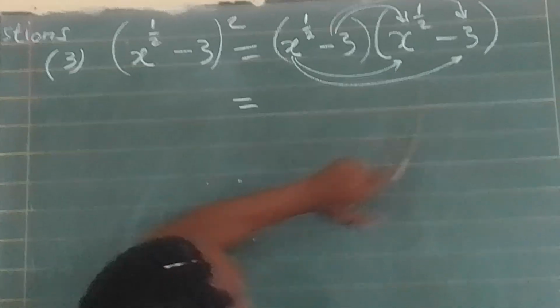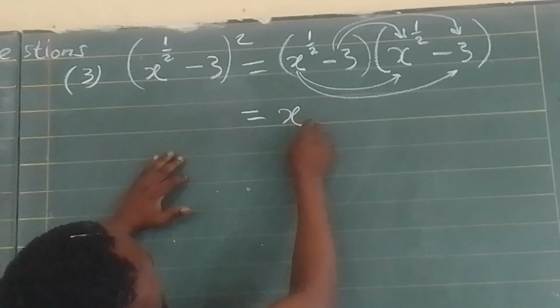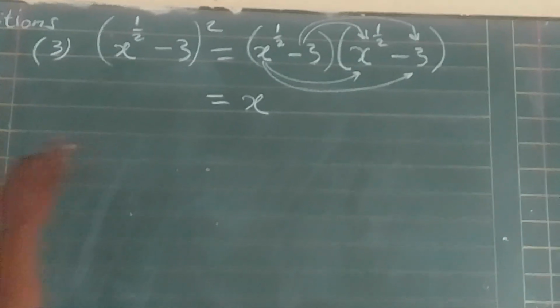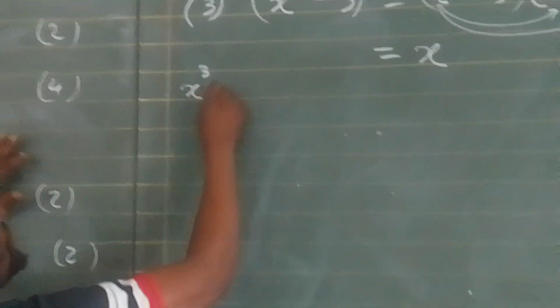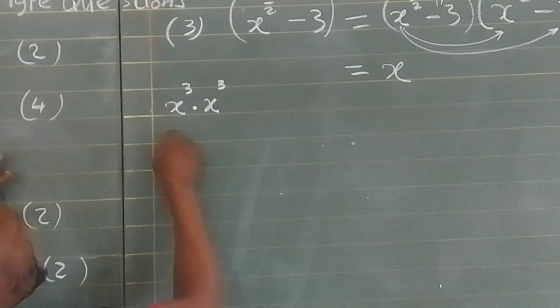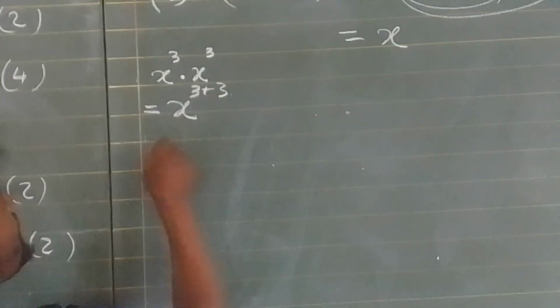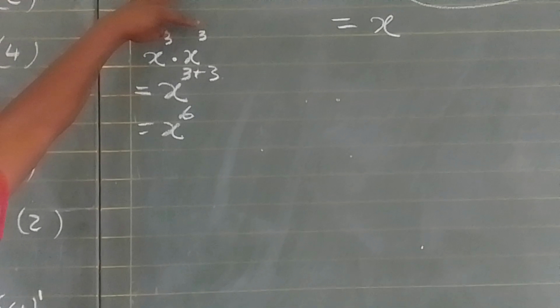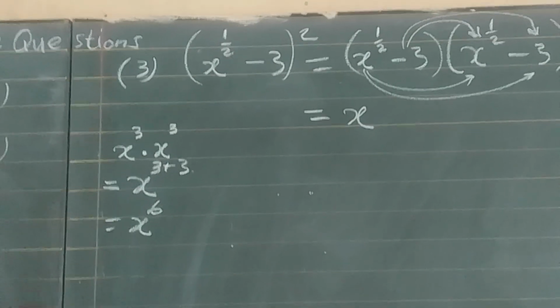You start here: x to the power half times x to the power half is the same as x to the power 1. How does it come? Let me give you something to think about. You have x to the power 3 times x to the power 3. This is the same as x to the power 3 plus 3, which is x to the power 6. When you multiply the same base, you add the exponents. So we did the same here.